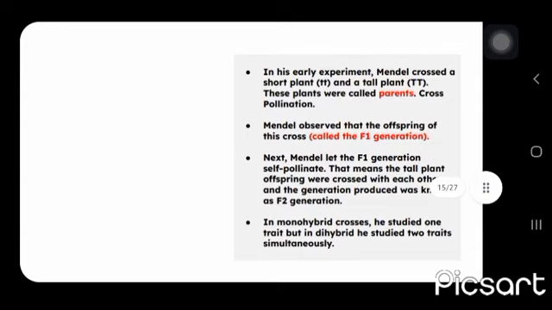Now, in Mendel's experiment, he crossed a short plant, tt, and a tall plant, TT. These plants were called parents. They were cross-pollinated. Then he observed the offspring of this cross, called the F1 generation. Next, Mendel let the F1 generation self-pollinate. That means tall plant offspring were crossed with each other, and the generation produced was known as the F2 generation. In monohybrid crosses, he studied one trait, but in dihybrid, he studied two traits simultaneously.